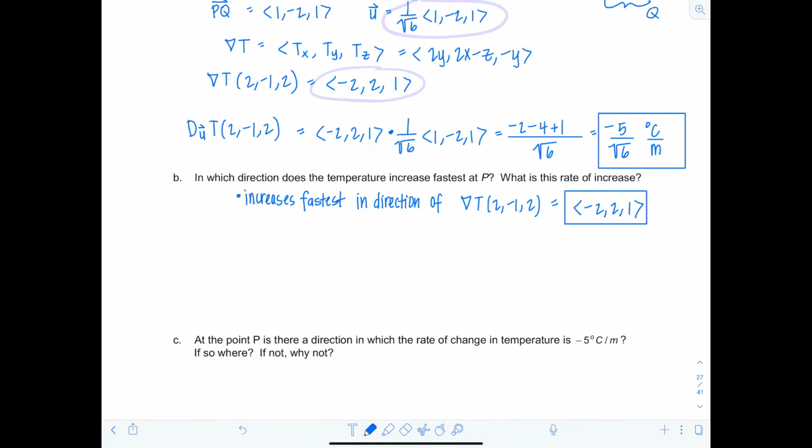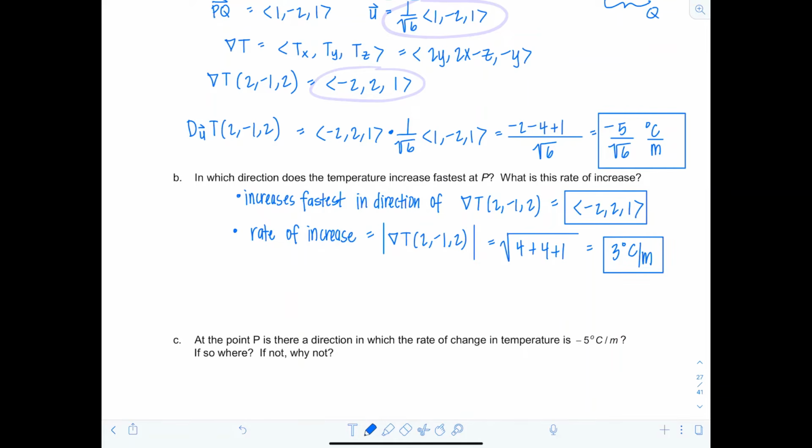Second part of the problem, what is this rate of increase? Well, thank goodness we have that theorem from up above that tells me that the max rate of increase, I don't have to write max, just the rate of increase is the magnitude of this vector, magnitude of the gradient, at 2, negative 1, 2. So if I take the magnitude, I'm going to have square root of 4 plus 1. So that's going to be 3 degrees Celsius per meter. Very nice.